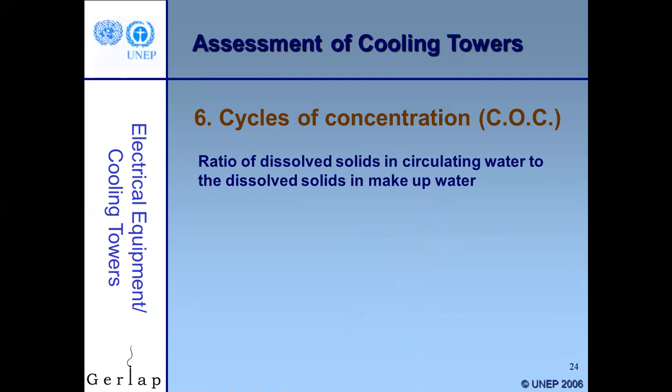Then there's a term, cycles of concentration. This is cooling tower lingo. It's the ratio of the dissolved solids in the circulating water, which is going out to the chiller and back, to the dissolved solids in the makeup water. And that's going to be higher than your circulating water because your makeup water should have been cleaned up some.